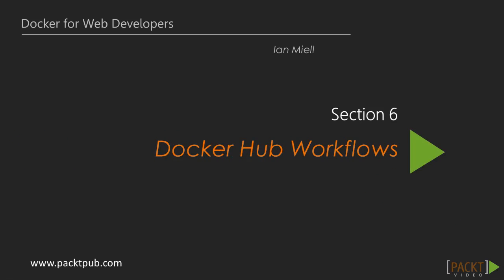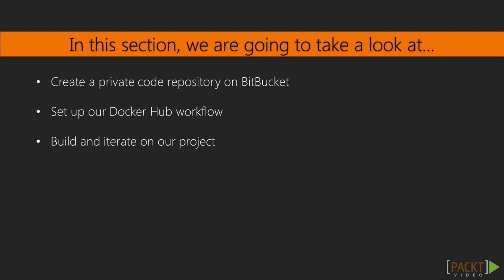The Docker Hub workflow. In the last section, we got to grips with a real-world application built with a Dockerfile. In this section, we're going to take this one step further. We will create a private code repository on BitBucket, set up our Docker Hub workflow, and build and iterate our project. By the end of this section, you will be familiar and comfortable with the Docker Hub workflow and ready to apply it to your own projects. You will need your previously created BitBucket account details.